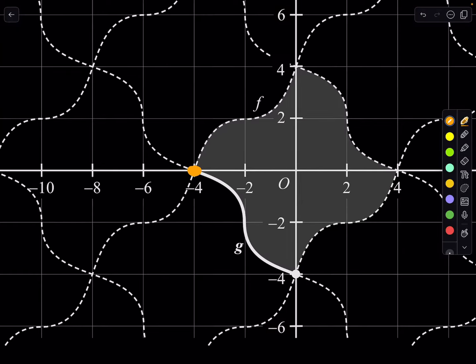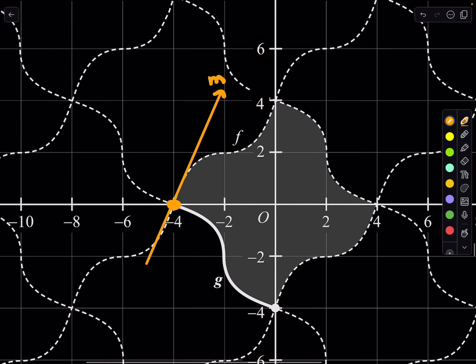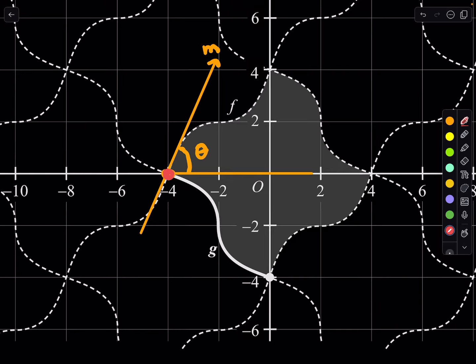What I would do is find the gradient of the tangent of f of x at negative 4. And it will give me the gradient here. And I can use tan theta equals m to find this angle here, which is from the x-axis to the line. And I'll do the same for this one over here, for the inverse, g.